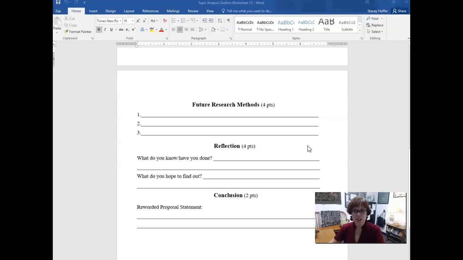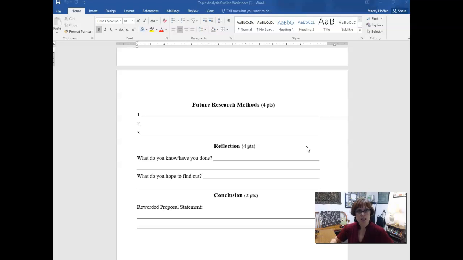And then for reflection, this is where you tell me how you did your research and how it went. Kind of tell me a little bit about what you hoped to find and what you didn't find and why you think that is. So sort of looking at how you did the research and focusing really clearly on your methods for research. Like, did you forget to click the full text box? Or was EBSCOhost like totally blowing your mind? This is where you tell me.